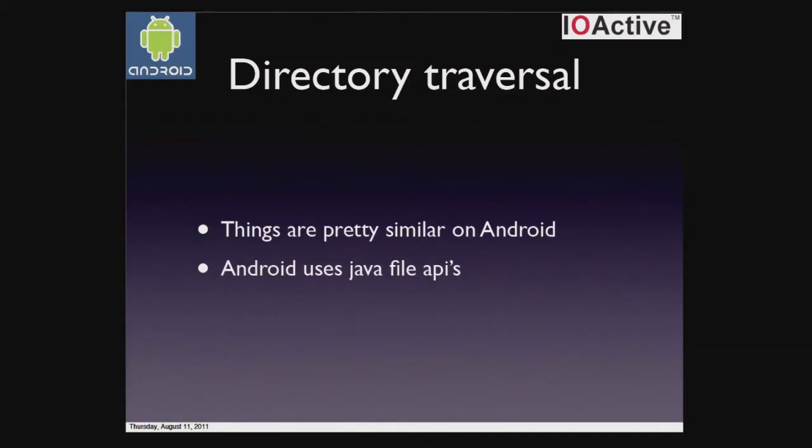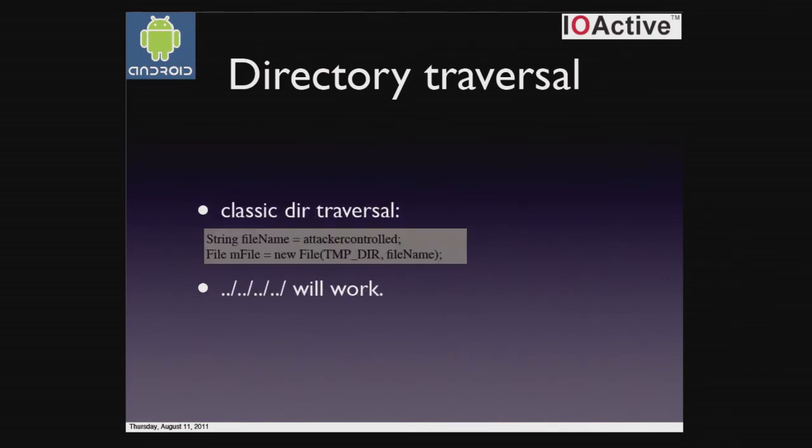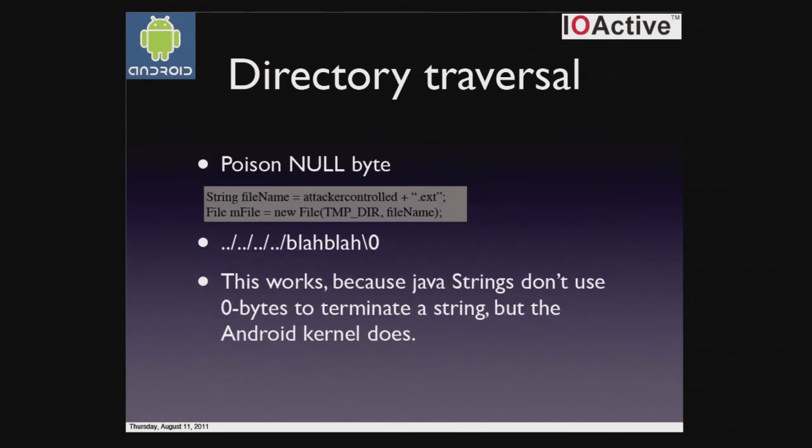Things are pretty much the same on Android. On Android, you can use Java's file APIs, and so it'll kind of look like this. If you don't watch out, and you just take user-controlled data as part of the file name, your Android app might be vulnerable to directory traversals. Again, poison null bytes there too, because Java strings are not C strings. Java strings will happily take null bytes, and then once you go to the syscall level, it'll see the null byte and basically truncate the extension. So this basically maps one-to-one for Android and iOS. It's very similar.